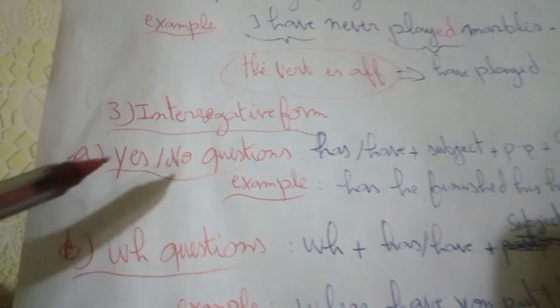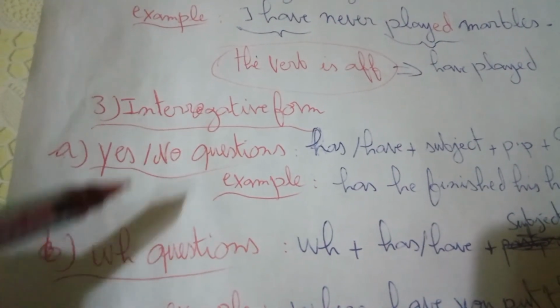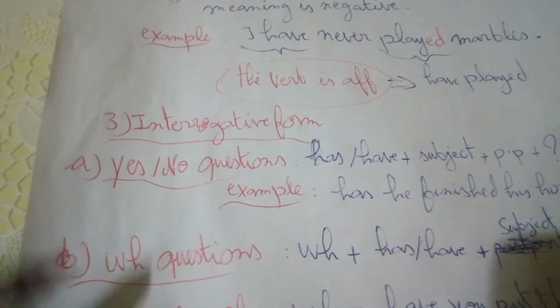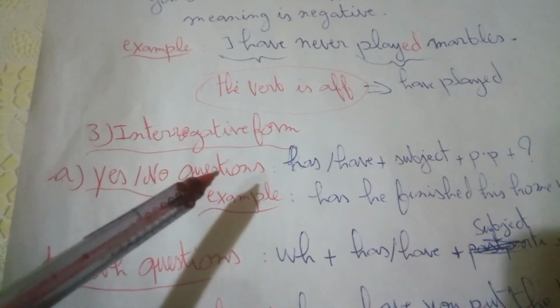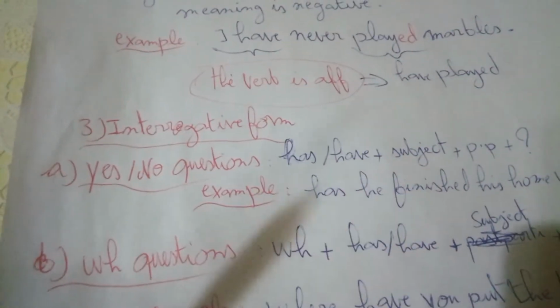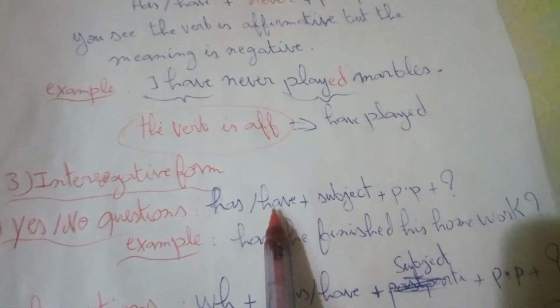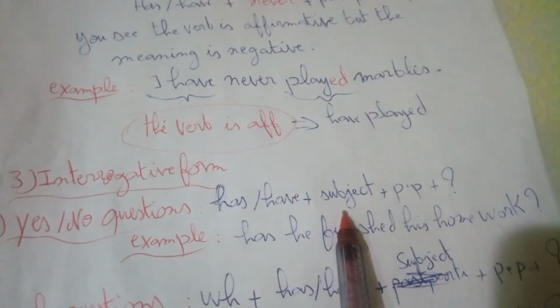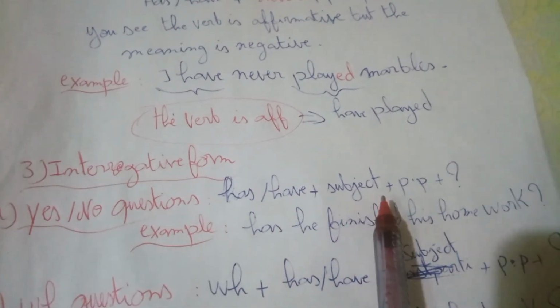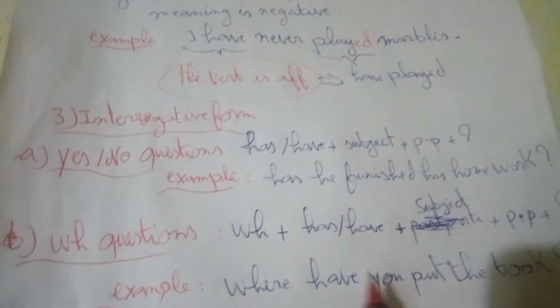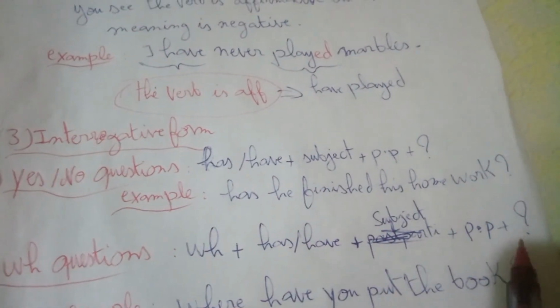Now we have the last part, the interrogative form. Here in the interrogative form we have two types of questions, because the interrogative form is a question. We have yes or no questions, and we have WH questions. So we start with yes or no questions. The form is has or have plus a subject plus the past participle of the verb plus a question mark. For example, has he finished his homework?